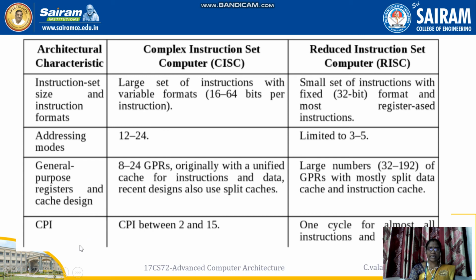Then cycles per instruction is another architectural difference when comparing CISC and RISC. Cycles per instruction in CISC architecture lies between 2 and 15. In RISC architecture, it takes one cycle for almost all instructions. So we are using one CPI for almost all instructions. That means CPI here is reduced. So these are the architectural differences between CISC architecture and RISC architecture.